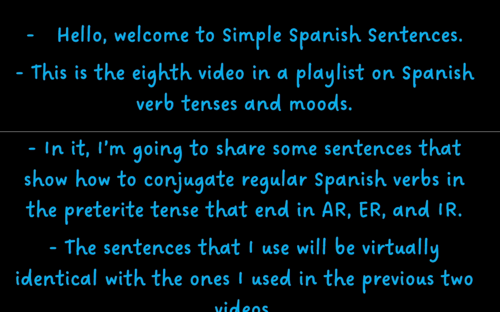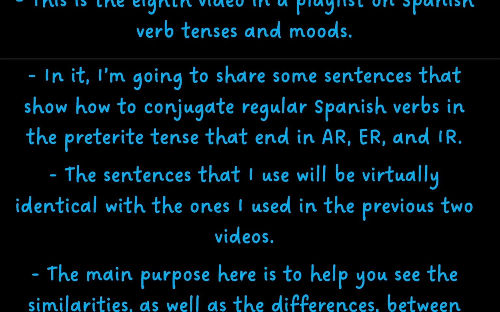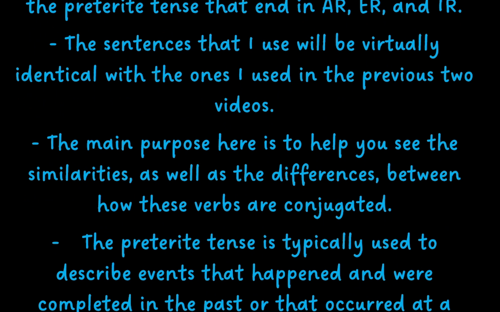This is the 8th video in a playlist on Spanish verb tenses and moods. In it, I'm going to share some sentences that show how to conjugate regular Spanish verbs in the preterite tense that end in AR, ER, and IR. The sentences that I use will be virtually identical to the ones I used in the previous 2 videos, and the main purpose here is to help you see the similarities as well as the differences between how these verbs are conjugated.